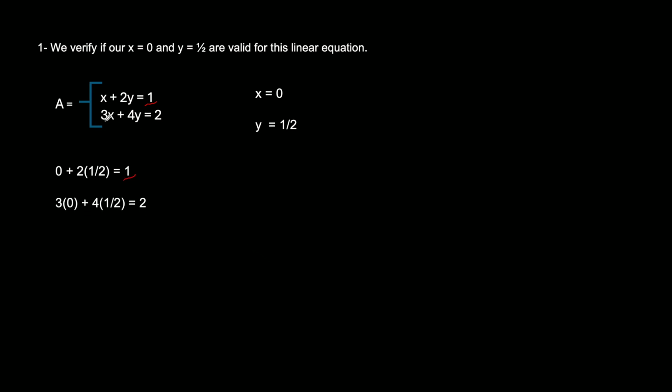The second equation here is 3 multiplied by 0 plus 4 multiplied by 1 over 2. And this is equal to 2, you see? So this is also true, or is always true. Okay?